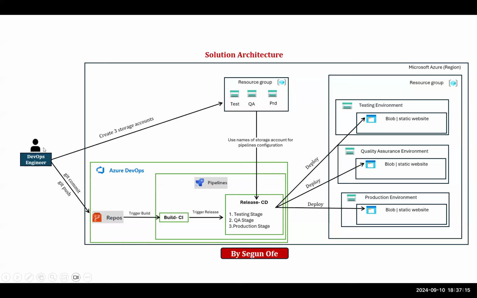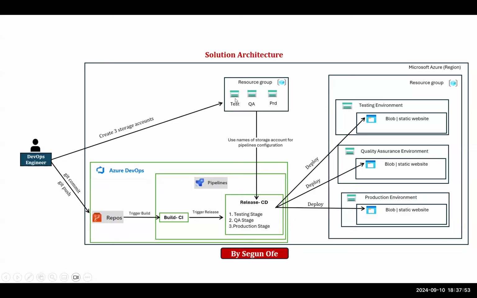So here's the architecture, right? This is basically the work of a DevOps engineer, right? So the first thing we are going to do is to create a storage account. And we are going to create three storage accounts rather. So we are going to create one for the testing environment, another for the QA environment, and one for the production environment. So once the deployment is done, the website is going to be deployed into this environment. The source code, everything will be deployed into this environment.